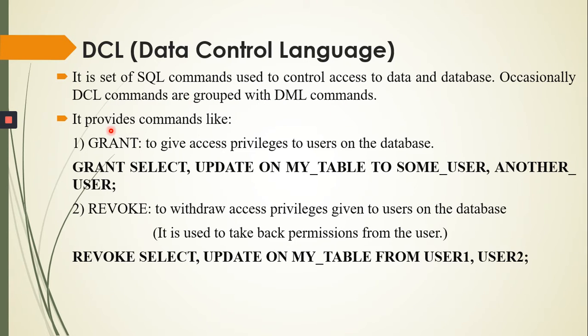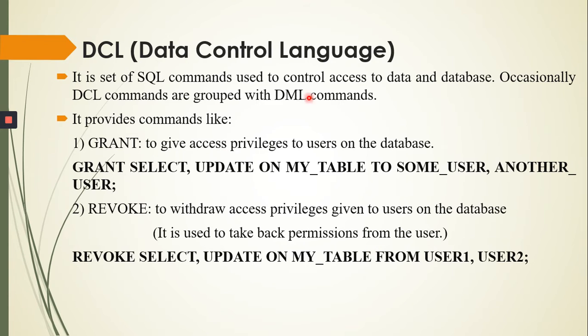There are 2 types of DCL command. First is grant and second is revoke. Grant is used to give access permission to users on the database. So from the database, some part of the database is accessible to those particular users, depending on the permissions. Revoke is used to take back permission from the users. So database permission is given by the grant command and this permission is taken back from the user using the revoke command.